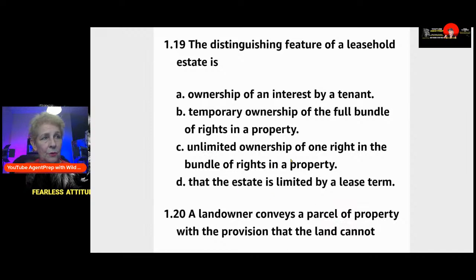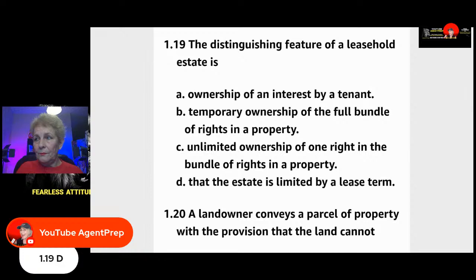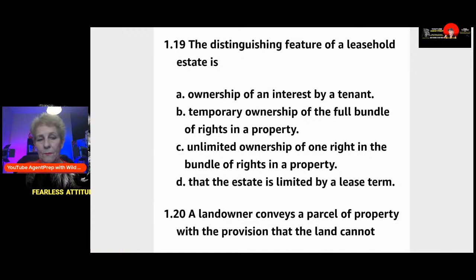And C, unlimited ownership of one right in the bundle of rights in a property? No, they actually have the right to use several of the bundle of rights, the right to possess and the right to enjoy. It's not an unlimited ownership. Ownership is when someone has a title to the property, the deed to the property, which could include a loan or not. Do you all get that? So the distinguishing factor is that there is a lease term. There's a start and end date.